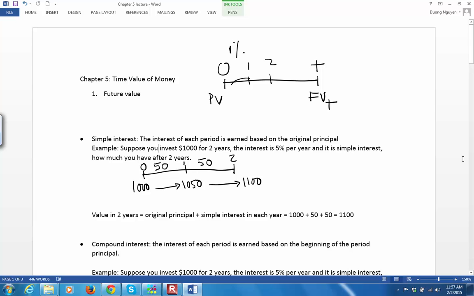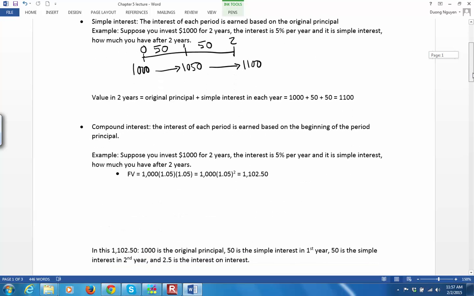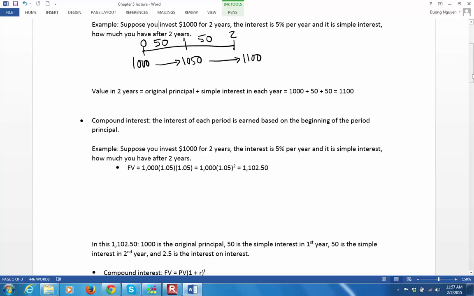However, most of the time the interest will be compounded. If the interest is compounded, the interest for each year is based on the beginning of the year principal, not based on the original principal. For example, the same example we had before, you invest $1,000 today, and after 1 year, with the interest rate of 5%, it is 1,000 times 1.05, and this is equal to 1050.